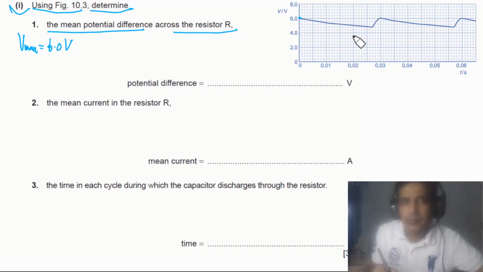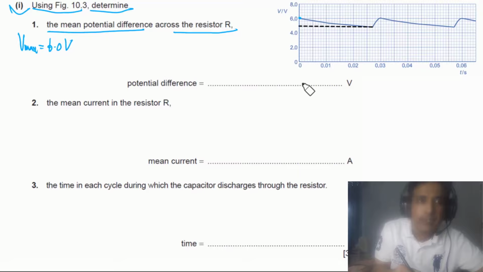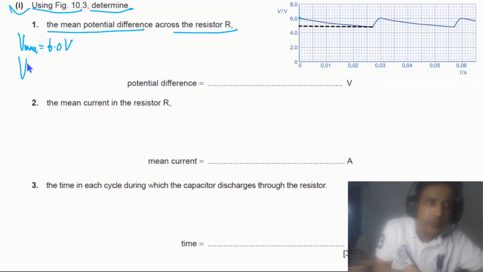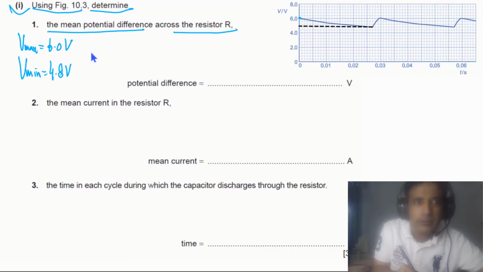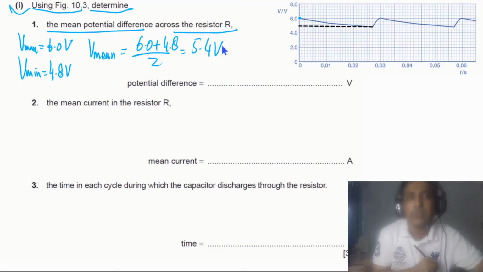We can find the minimum value of PD from here, and this minimum value is 4.8. So V min is equal to 4.8 volts. We need to find V mean. This will be equal to 6.0 plus 4.8 divided by 2. So this is 10.8 divided by 2, so we will get 5.4 volts. This is how we need to answer this question.